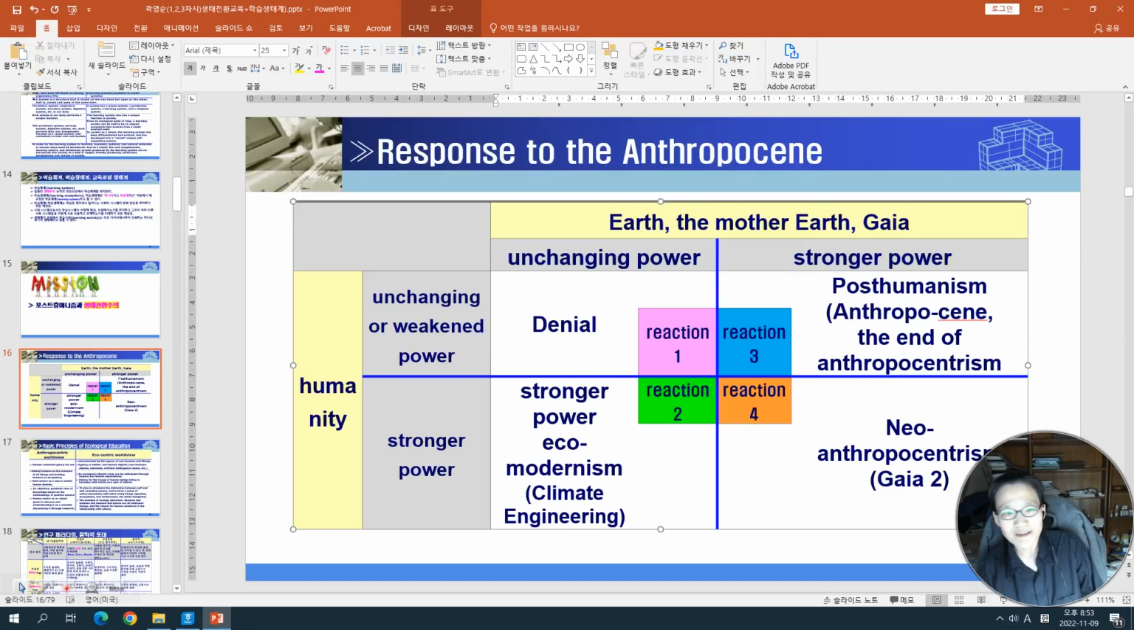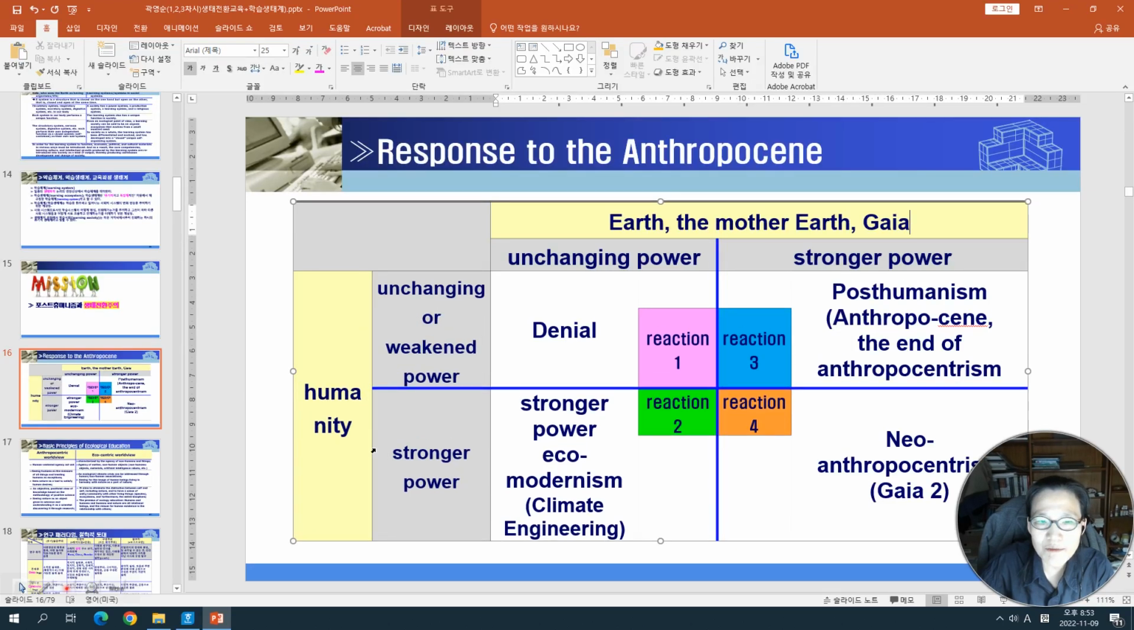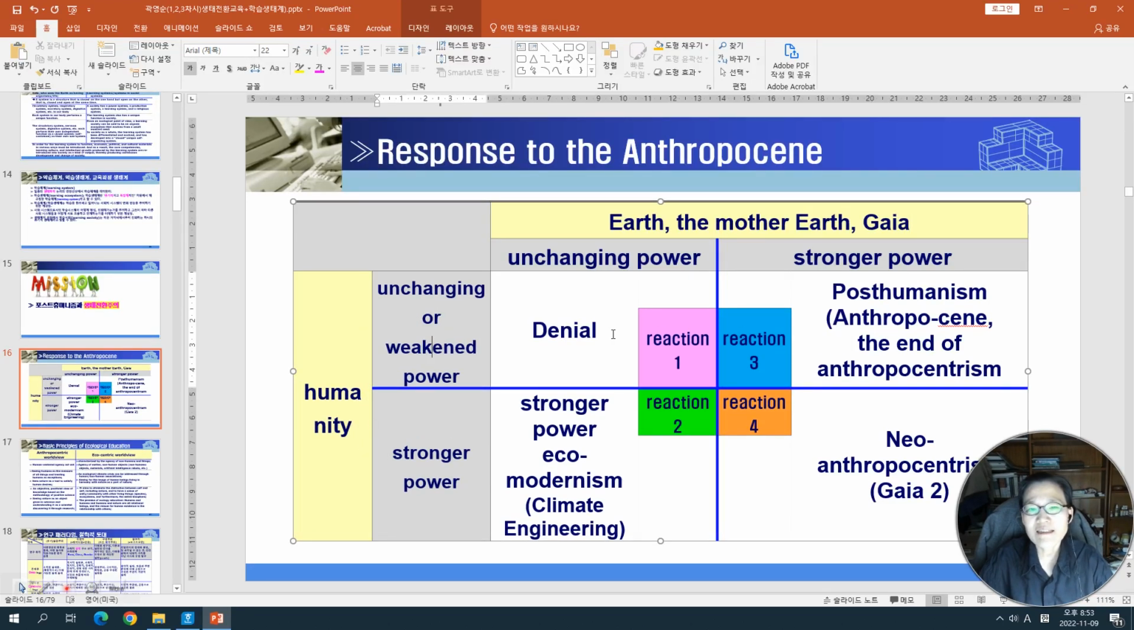Okay. And there is another party, another axis, which is humanity. It means us. And reaction one is a balance between two parts, Earth and humanity. They are talking about Anthropocene, right?